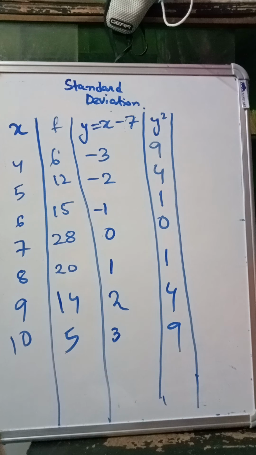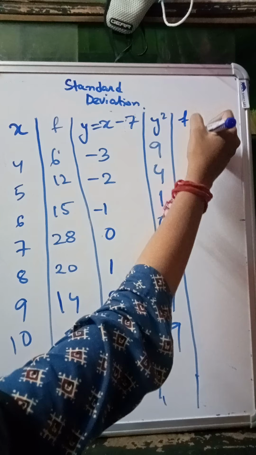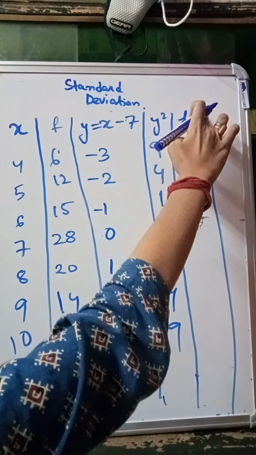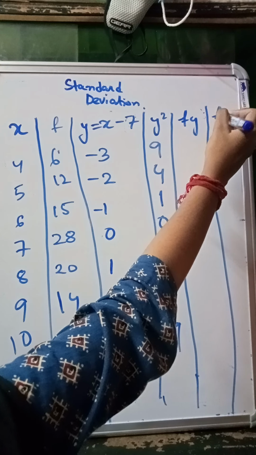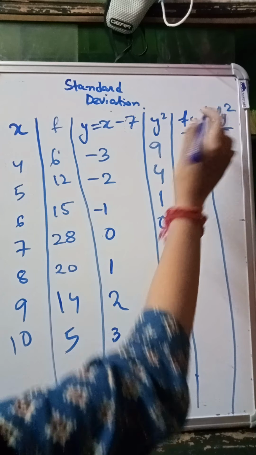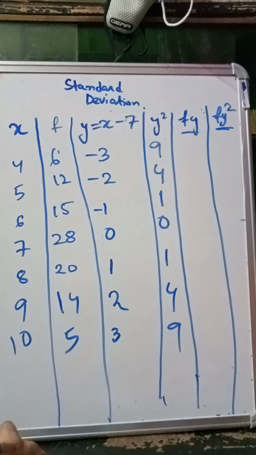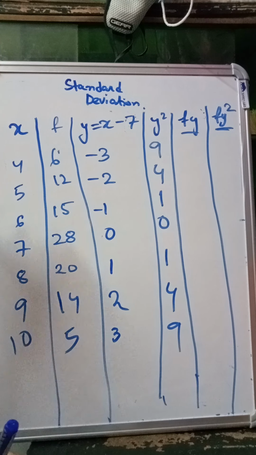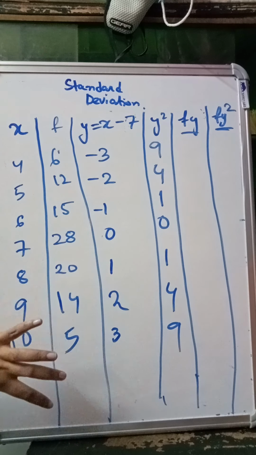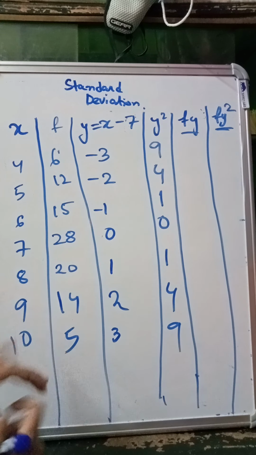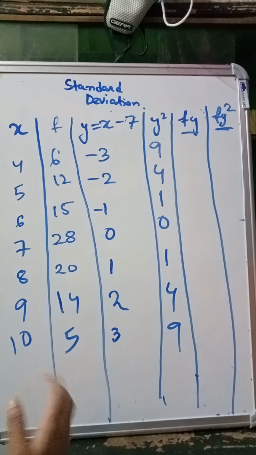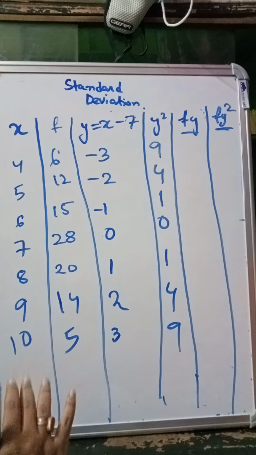So now we need what? fy and fy square both. If we had not shifted the origin and just done the sum with these numbers only, then fy and fy square would have come as large numbers. So to avoid that, we have actually shifted the origin.